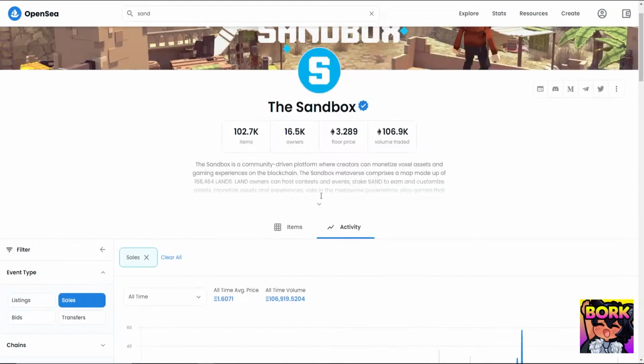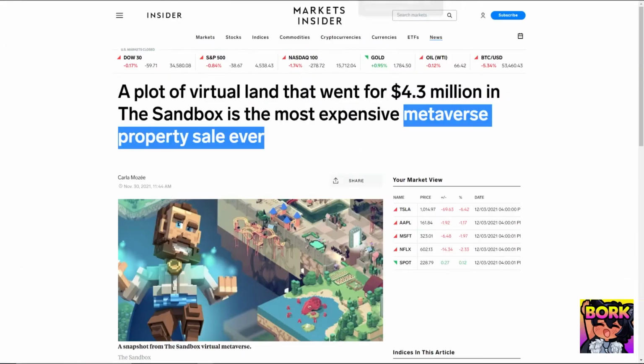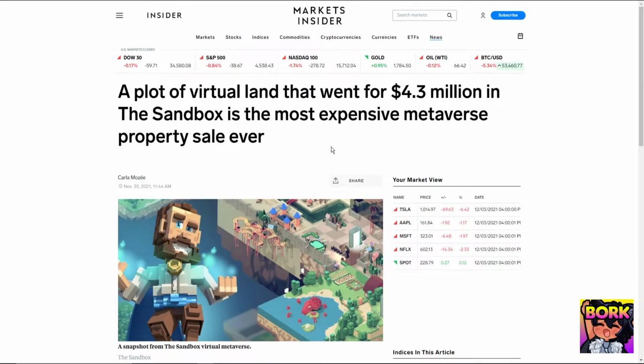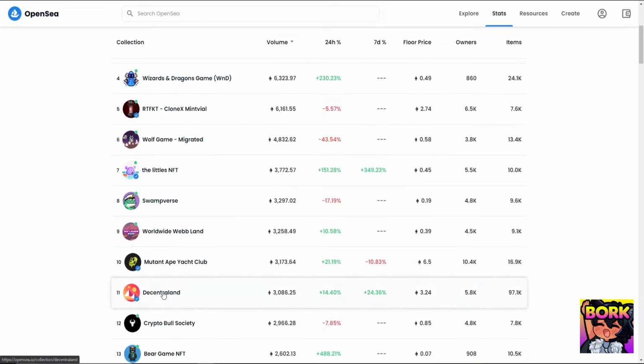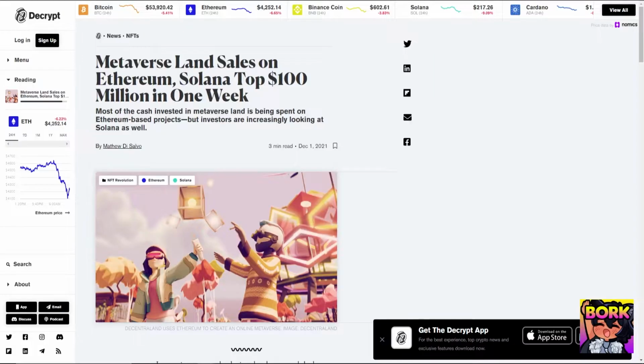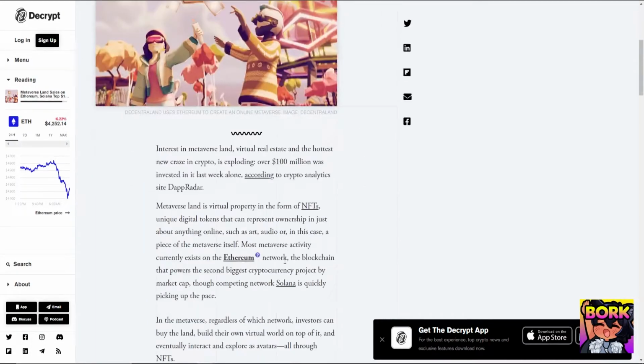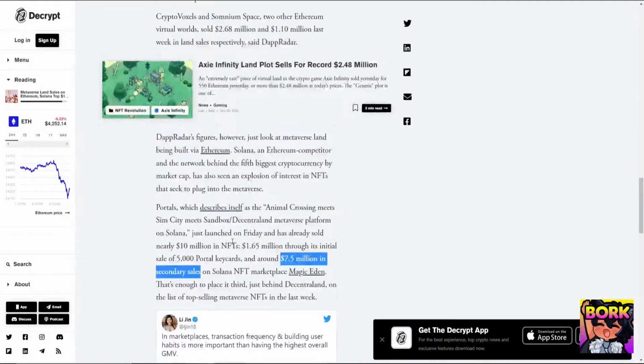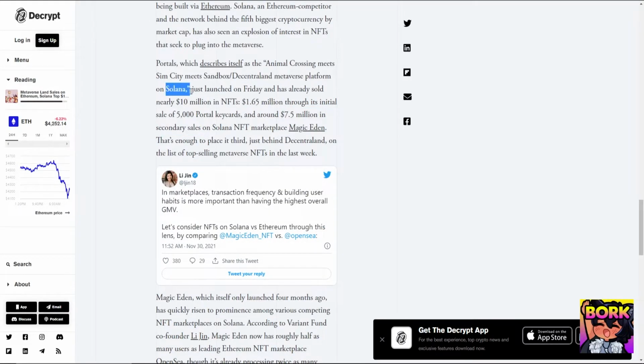We're gonna live in a multi-chain world. We're gonna live in a multi-metaverse world. It's not just going to be Sandbox. It's going to be Decentraland as well on top of that. Maybe even Portals is going to be on top of that because Portals is very quick on the transactions, thankfully, because it is on the Solana blockchain.